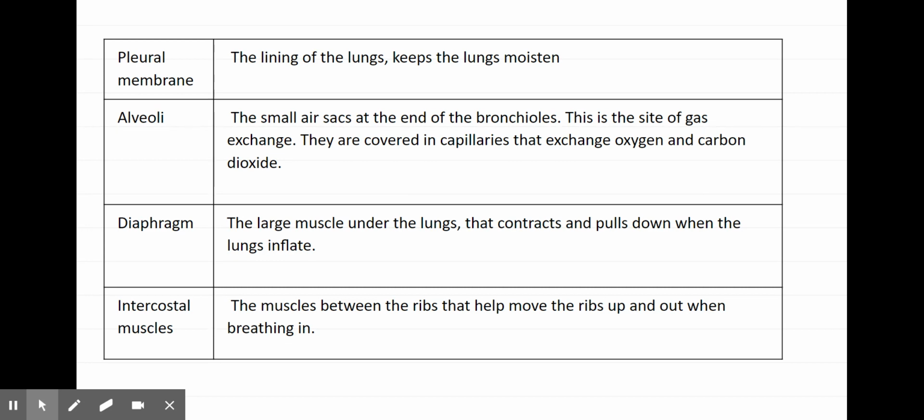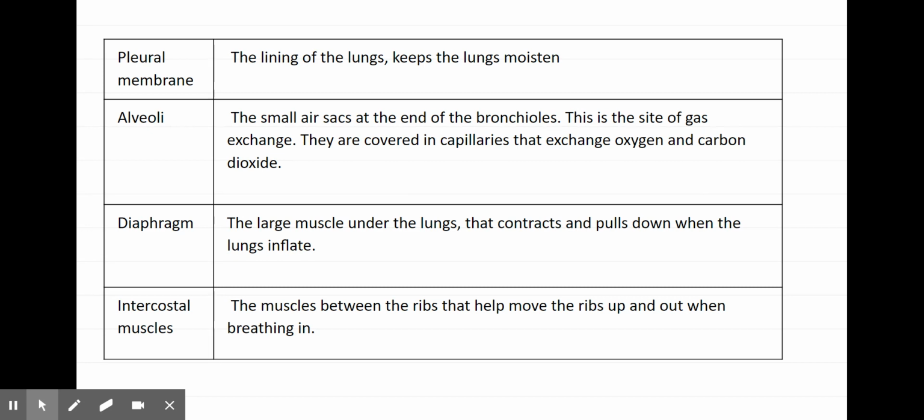Now, the three outside lung structures are the pleural membrane, the diaphragm, and the intercostal muscles. Your pleural membrane actually lines the outside of your lung. It's a thin lining of the lungs, and its job is to keep it moist. Okay, so you want to make sure that you have it moist so that it slides and that you can do good gas exchange.